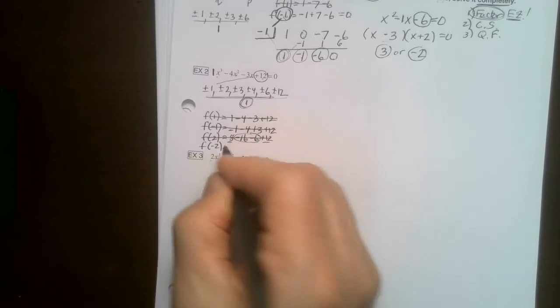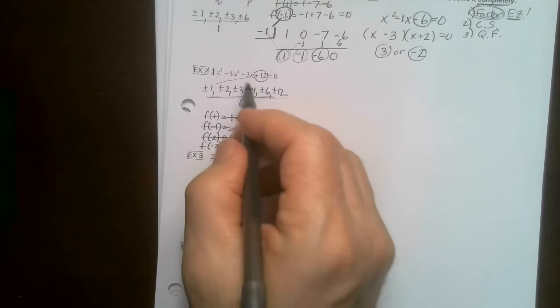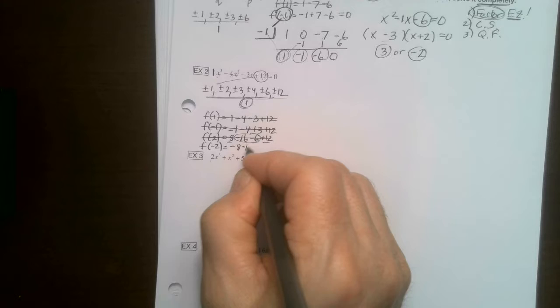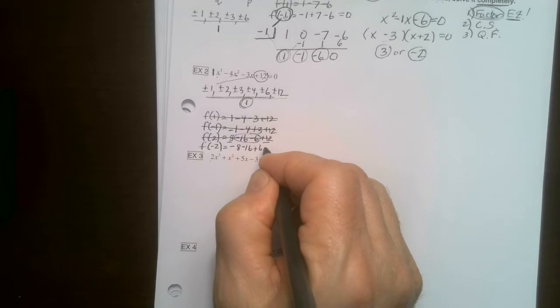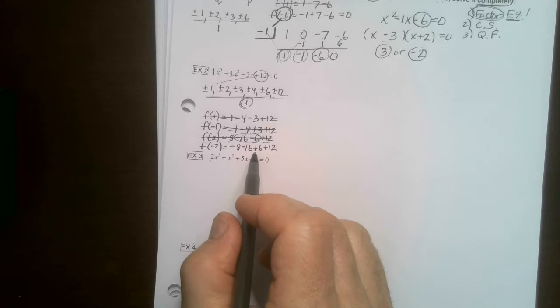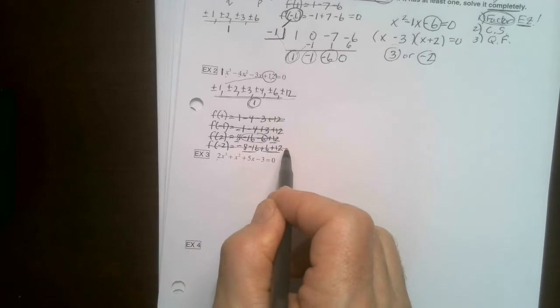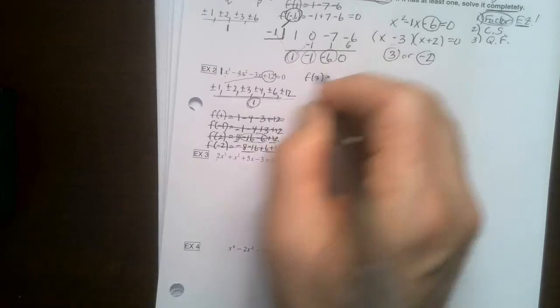Plug in -2. -2 cubed is -8. -2 squared is 4 times -4 is -16. Kind of can tell that this one's not going to work. Plus 6, plus 12. Was I wrong? No. This is -24. This is 18. That does not equal 0. All right. Keep chugging along.